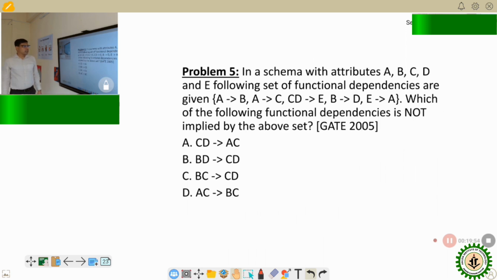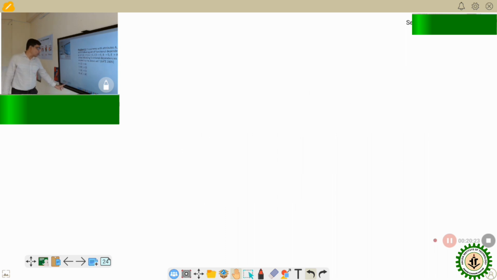Now the last problem, problem 5. Here in this schema, with attributes A, B, C, D and E, the following set of functional dependencies is given. Which of the following functional dependencies is not implied by the above set? So this one, A, B, C and D. How do we find this? So this is the solution.